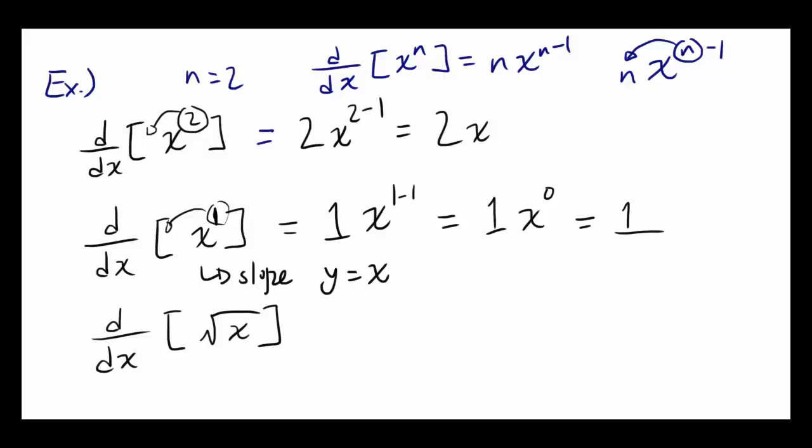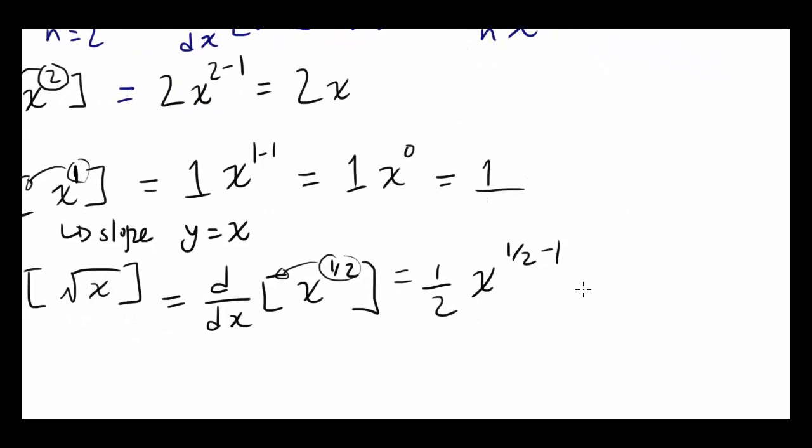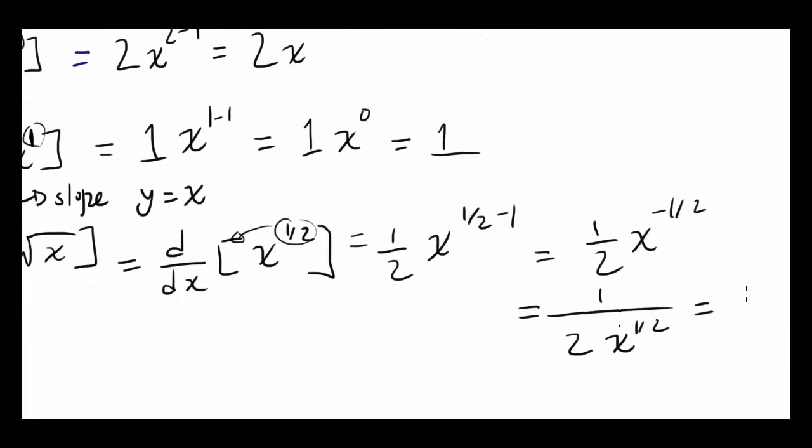Now let's look at the last one, derivative with respect to x of square root of x. Well, square root of x is the same thing as x to the 1/2 power. So drop this 1/2 down. You're going to have 1/2 times x to the 1/2 minus 1. Well, 1/2 minus 1 is going to be negative 1/2, and a negative exponent, you can drop it down. So it's going to be 1/2 times x to the 1/2, also known as 1/2 times square root of x.